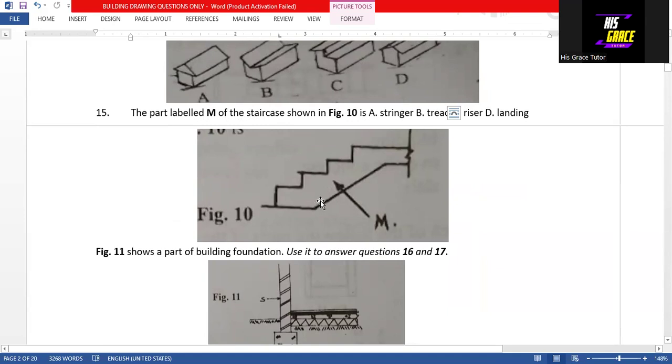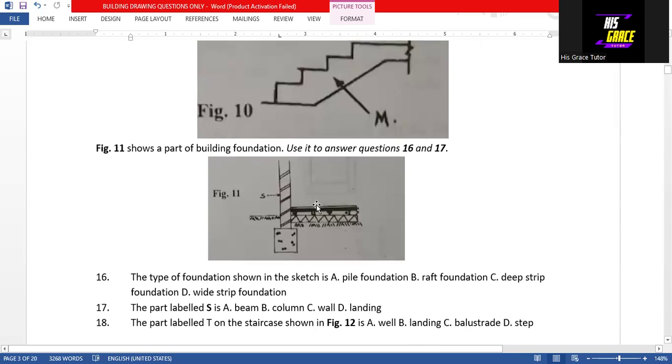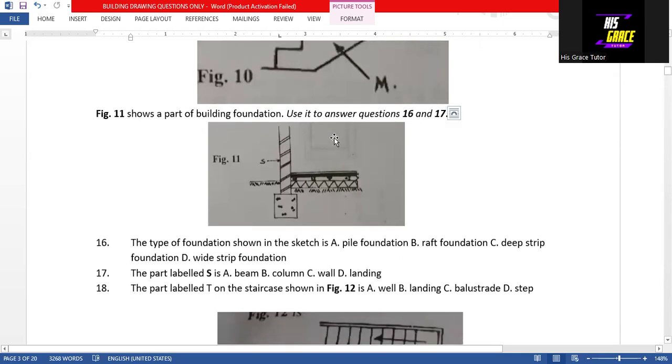So that is option A is the answer to question 15. Then question 16 to 17, we have to use this diagram to answer question 16 and 17. So question 16 says the type of foundation shown in the sketch is a deep strip foundation. A deep strip foundation, that's option C.